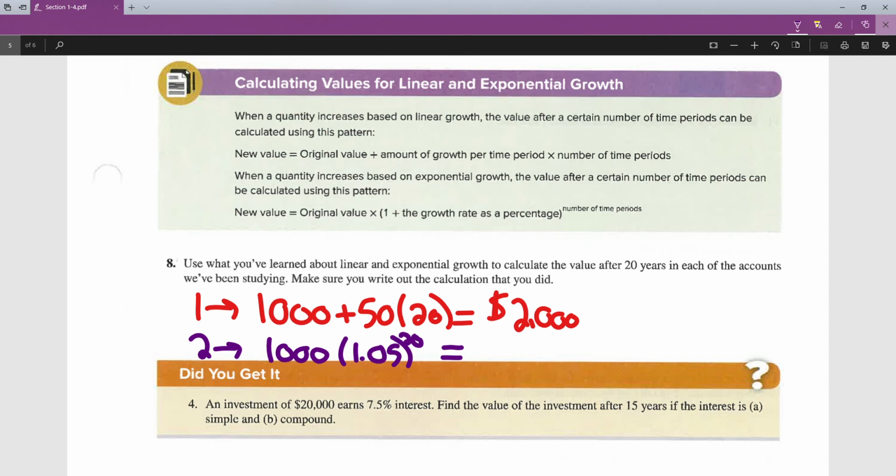Your calculator is going to tell you that at the end of 20 years, you have 2,653 and 30 cents. See what we can erase here. That'll work. So 2,653 and 30 cents. You can see that exponential growth is the way you would like your money to grow. It does grow faster. Turn the page to page 52.